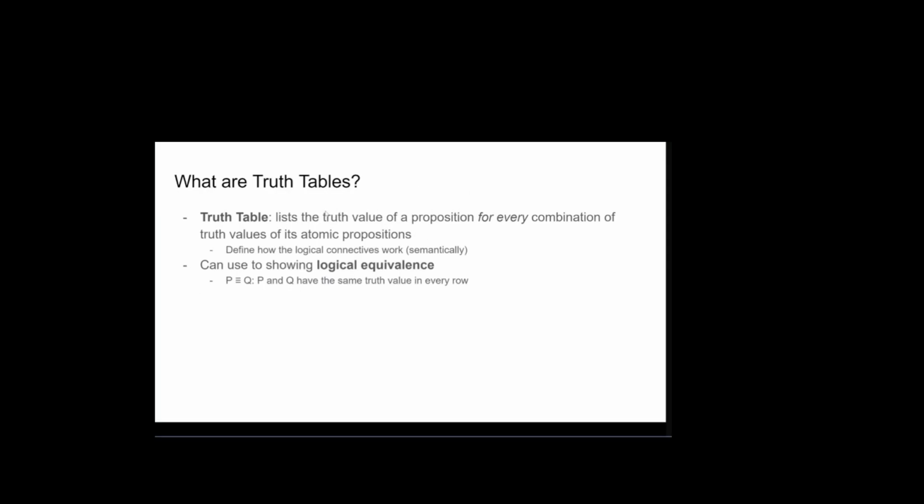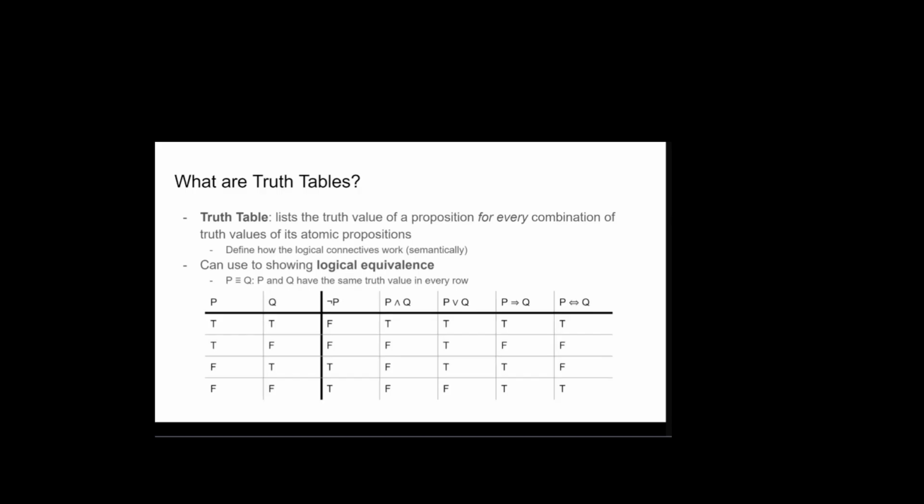So what are truth tables? They just list the truth value of a proposition for every possible combination of the truth values of its atomic propositions. It could be used to show logical equivalence.